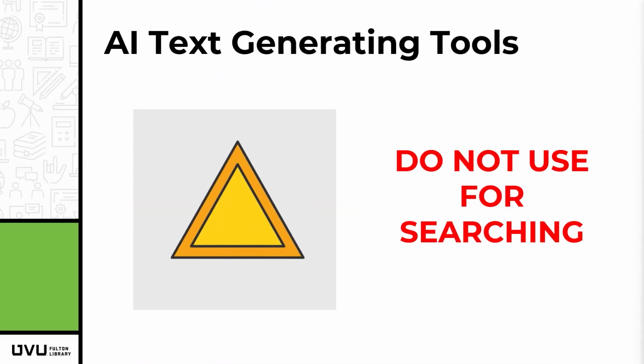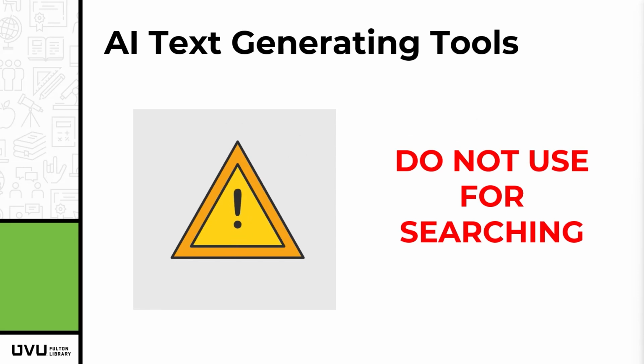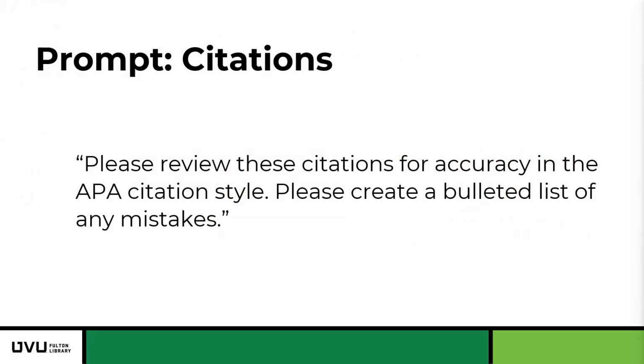Caution: please avoid using a text generating tool to give you a list of sources. Often the results will include hallucinations, and the articles or book may not exist despite how legitimate the citation may look. Once you have your sources, you can use a text generating AI tool to review and revise your citations.